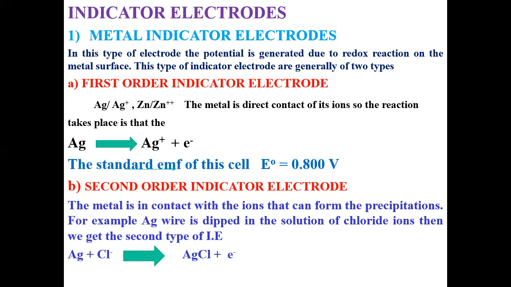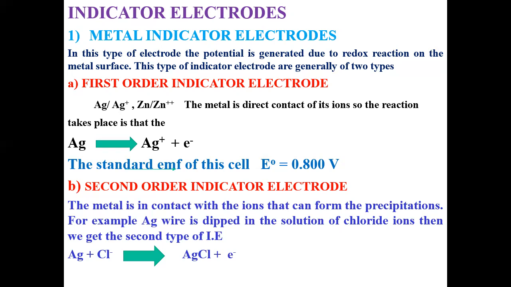These types of indicator electrodes are generally of two types. First one is the first order indicator electrode, and the second type is the second order indicator electrode. In the first order indicator electrode, you can see silver ion, zinc, and zinc converting into Zn2+. The metal is in direct contact with its ions, so the reaction that takes place is that the silver metal is converted into silver ion by removing one electron. The standard EMF of the cell is E naught equal to 0.800 volt.